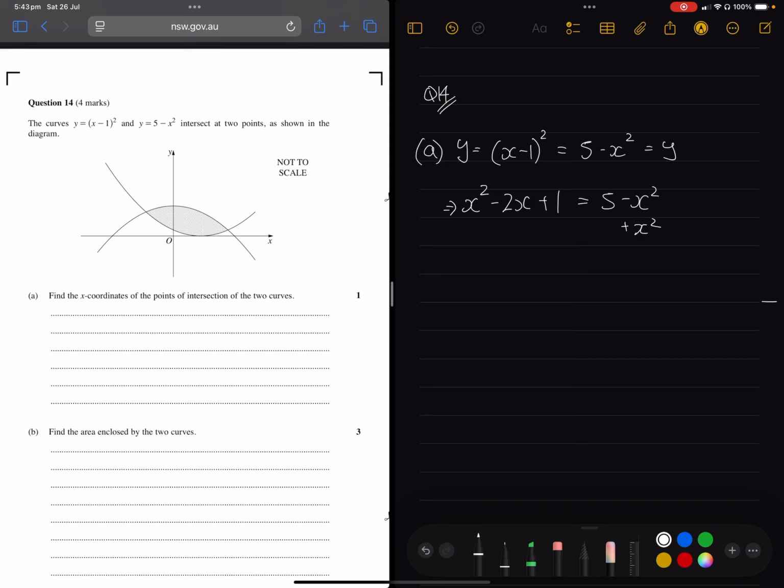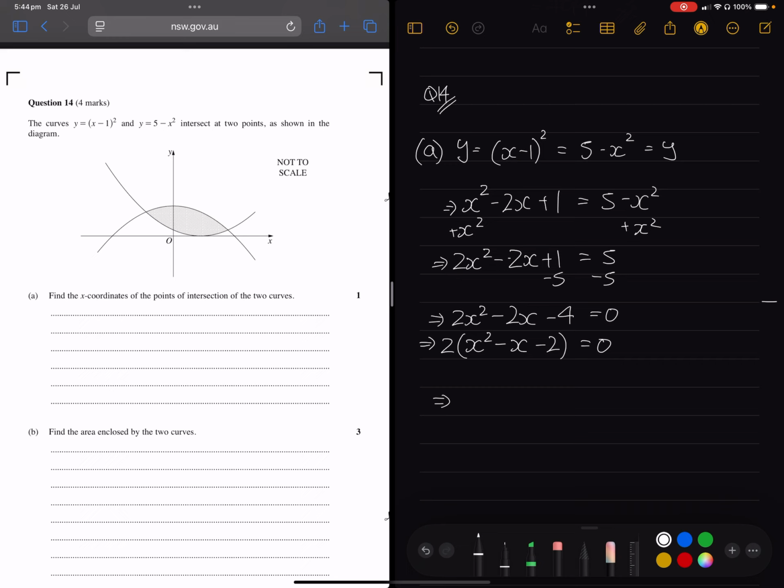Add x squared. So we have 2x squared minus 2x plus 1 equals 5. Subtract 5, and we get 2x squared minus 2x minus 4 equals 0. Factor the 2 out in front: x squared minus x minus 2 equals 0. This implies that the thing in the brackets is equal to 0.